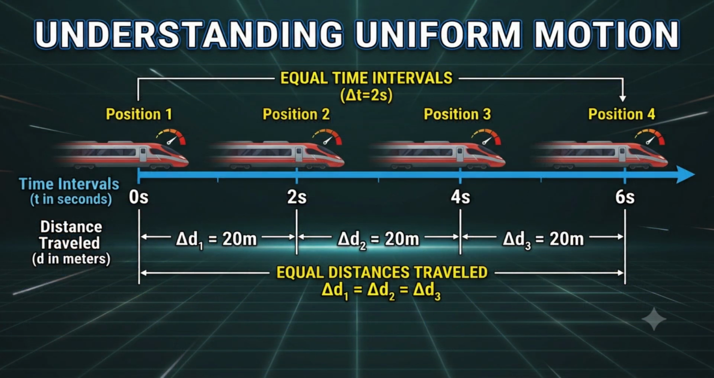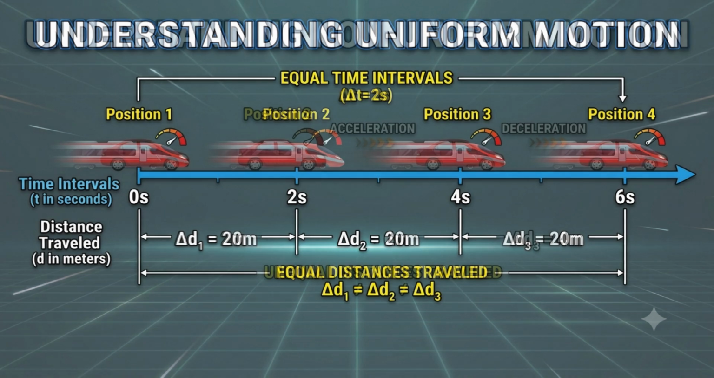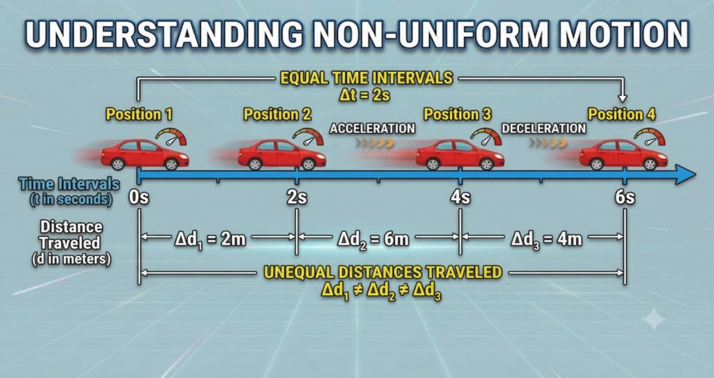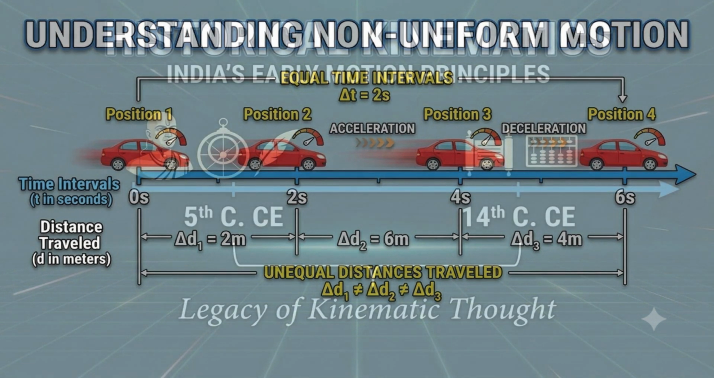Uniform motion. If an object covers equal distances in equal intervals of time, it is called uniform motion. Example, a train moving at a constant speed. While on the other hand, if an object covers unequal distances in equal intervals of time, it is called non-uniform motion. Example, a car moving in city traffic.